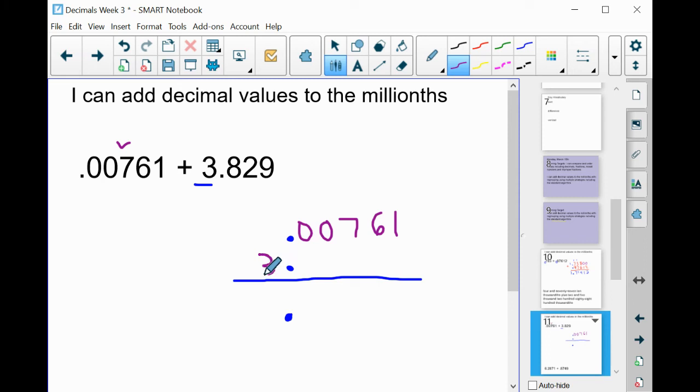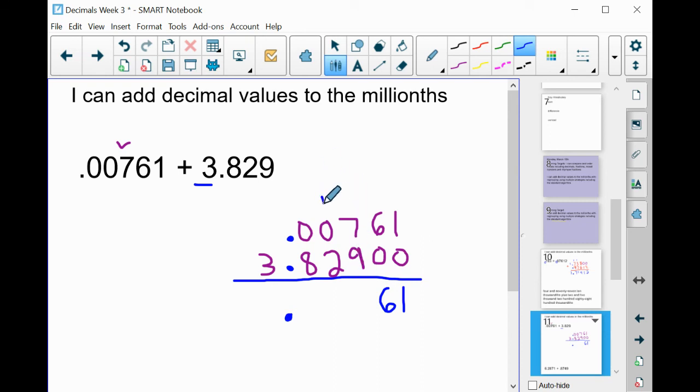Okay, making sure I put that 3 in the ones place, 8 in the tenths, 2 in the hundredths, 9 in the thousandths, and then I'm going to put 0, 0 here. Okay, fill those in if you don't have any values. Then we're just going to add. Be really careful about that regrouping. I know you're fifth graders, you know how to add, but be really careful. I even make mistakes doing this.